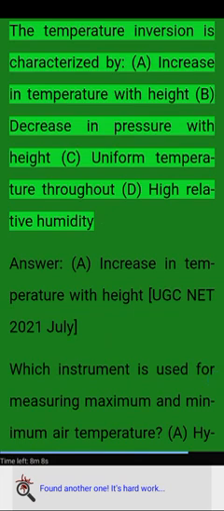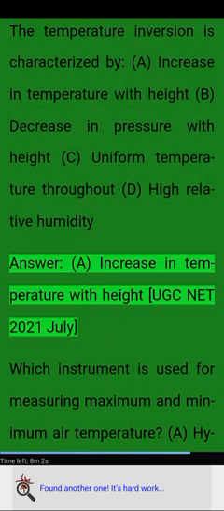UGC NET 2017 November. The temperature inversion is characterized by A. Increase in temperature with height. B. Decrease in pressure with height. C. Uniform temperature throughout. D. High relative humidity. Answer: A. Increase in temperature with height.